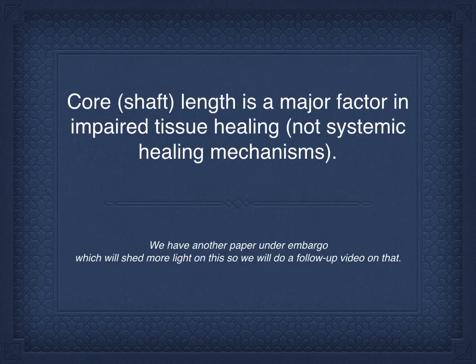Now, again, core or shaft length is a major risk factor, as far as we're concerned, for impaired healing and therefore ACS. And we're not talking about a failed systemic healing mechanism. Why impaired healing occurs with long cores, we will go into to some degree in this presentation, but there's going to be a follow-up presentation once an embargo on a journal article is lifted.